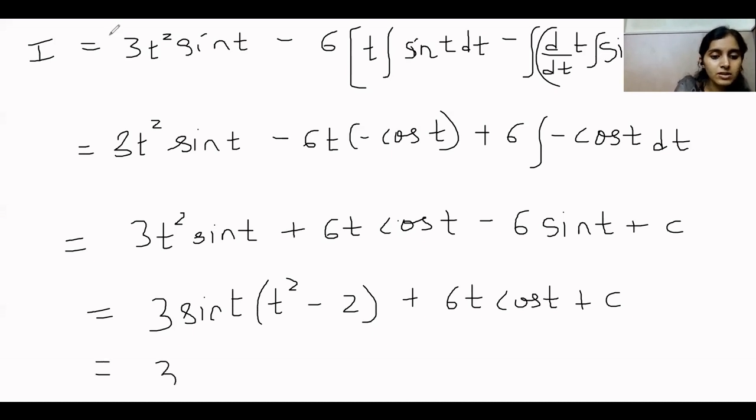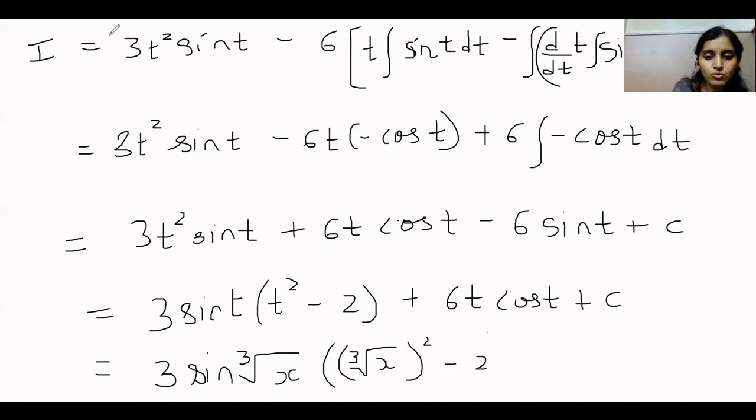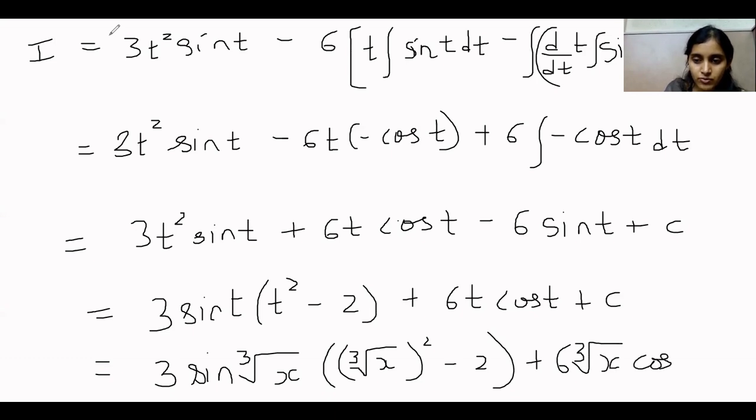So this will be 3 sin cube root of x. Now t square, so you can say cube root of x square, minus 2, plus 6 times t, which is cube root of x again, cos of cube root of x, plus c. This term here can be written as x raised to 2 by 3. So that is your final answer for question number 21.